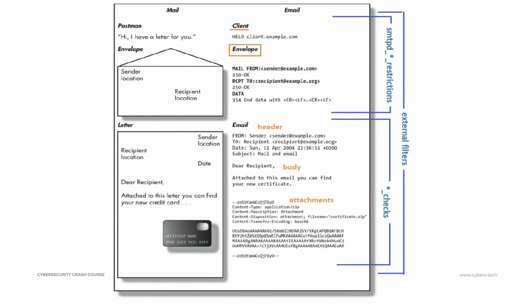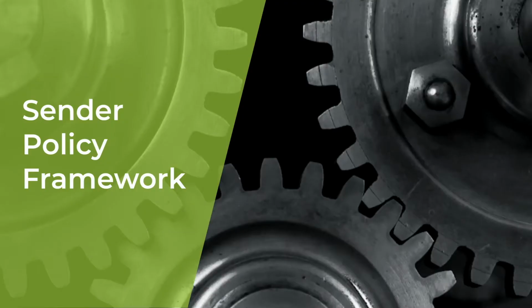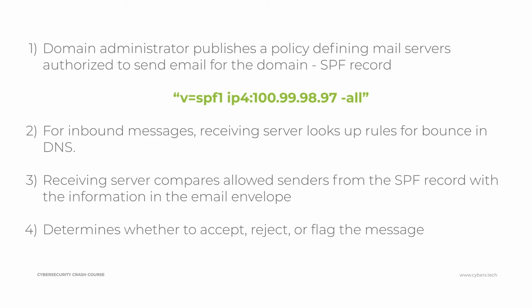And again, we see the whole envelope structure, and this is what attackers use to spoof email addresses. So the first security control that you can use to begin validating emails is Sender Policy Framework, or SPF. And what happens with SPF is your domain administrator publishes a DNS record, an SPF DNS record, that is essentially a policy that defines what mail servers are authorized to send email on behalf of your domain.